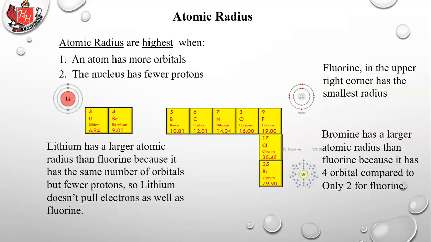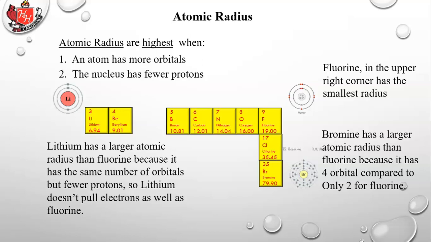Now lithium over there on the left has a larger atomic radius than fluorine because it has the same number of orbitals, but fewer protons. So lithium does not pull electrons as well as fluorine. That's the same explanation you heard for ionization energy and electronegativity. But this one is a little counterintuitive.